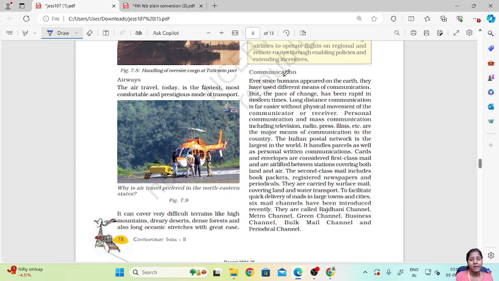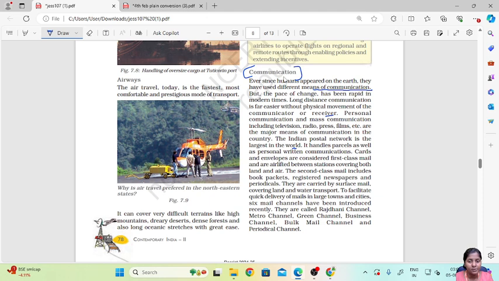Then we'll move to the next part, which is communication. Ever since humans appeared on the earth, they have used different means of communication, and it has changed over a period of time. But the pace of change has been rapid in modern times. Long distance communication is far easier without physical movement of the communicator or receiver. Personal communication or mass communication, like radio, press, television, films, are the major means of communication right now.